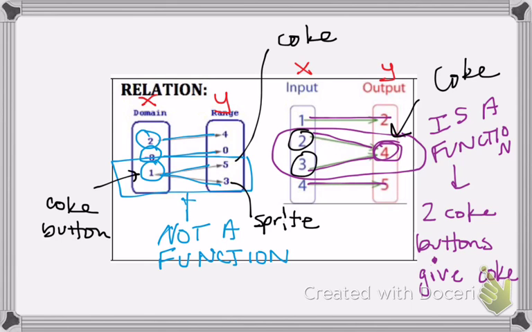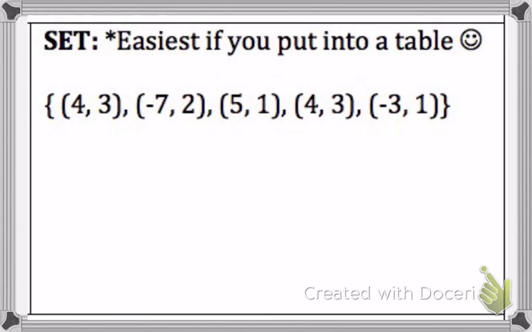And this is button 2 and button 3 that both gave me Coke. Okay, now you might be given a set of XY coordinates. These are different representations that we're seeing here. These are all XY points. It's easiest if you put it into a table, so let's go ahead and do that.